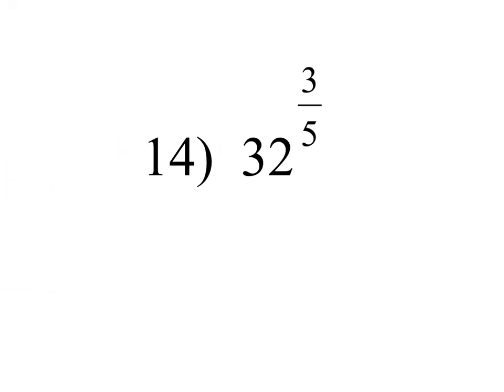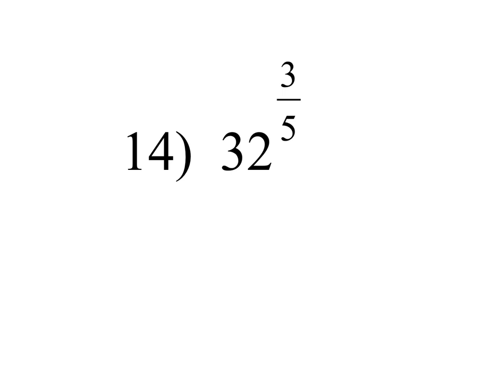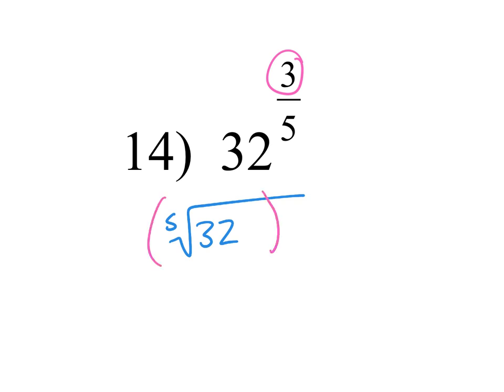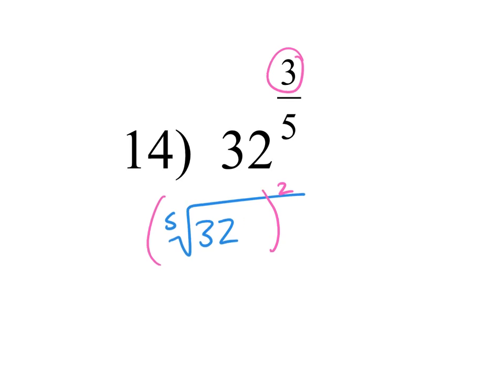All right, 14. What's our index? 5. So we have the 5th root of 32. And then what's our exponent? 3. Do you want to put that up top on the inside or outside? We can do it outside. Remember, it doesn't matter. It's up to us. So you can put it outside. So it'll be the last thing that we do.